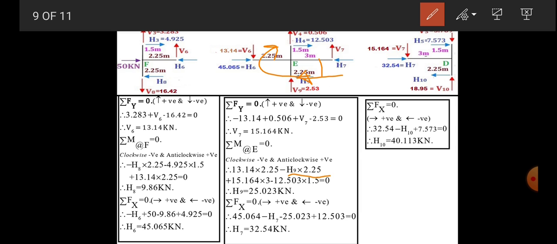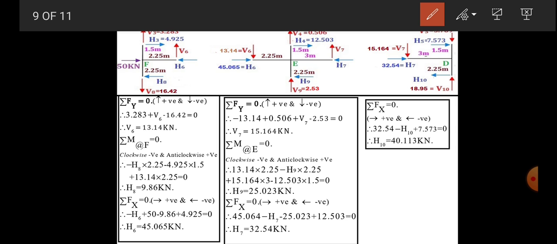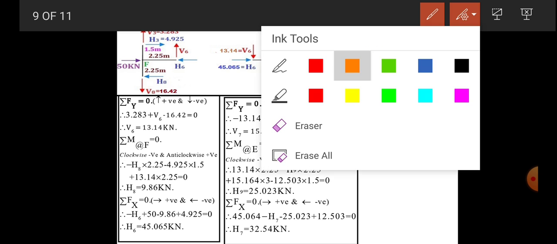Next is V7, perpendicular distance is 3 and rotate in anti-clockwise sense, so positive 15.164 into 3, and last one is H4 which rotate in a clockwise sense, so minus 12.503 and lever arm is 1.5 is equal to 0. By simplifying, we have H9 is equal to 25.023 kilonewton.